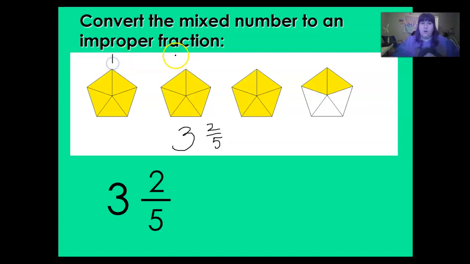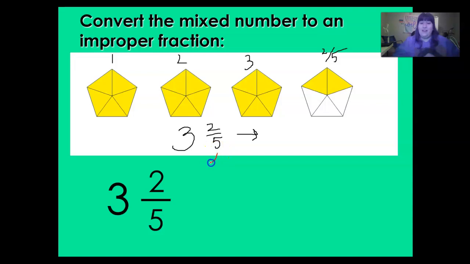3 wholes, 1, 2, 3, and then 2/5 extra, 2 out of 5 pieces. Ooh, that's a fun looking 5. And we want to turn this into an improper fraction. What are those 2 steps that you need to follow?